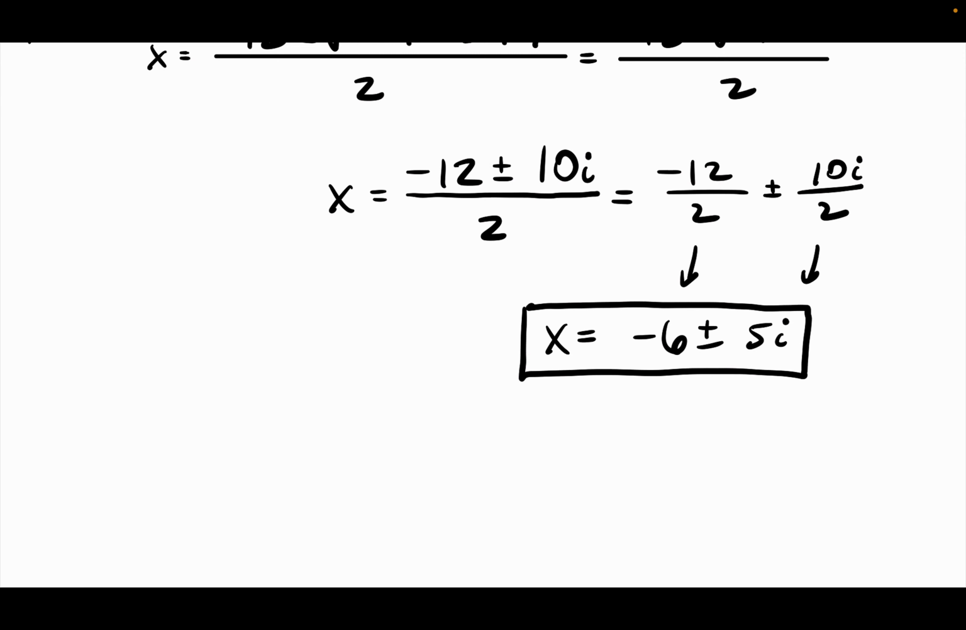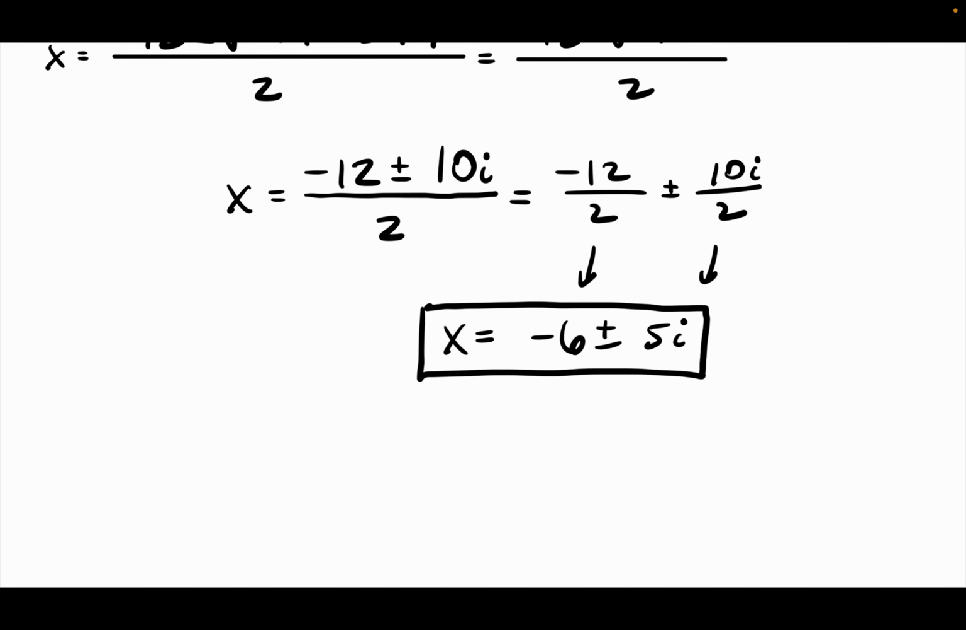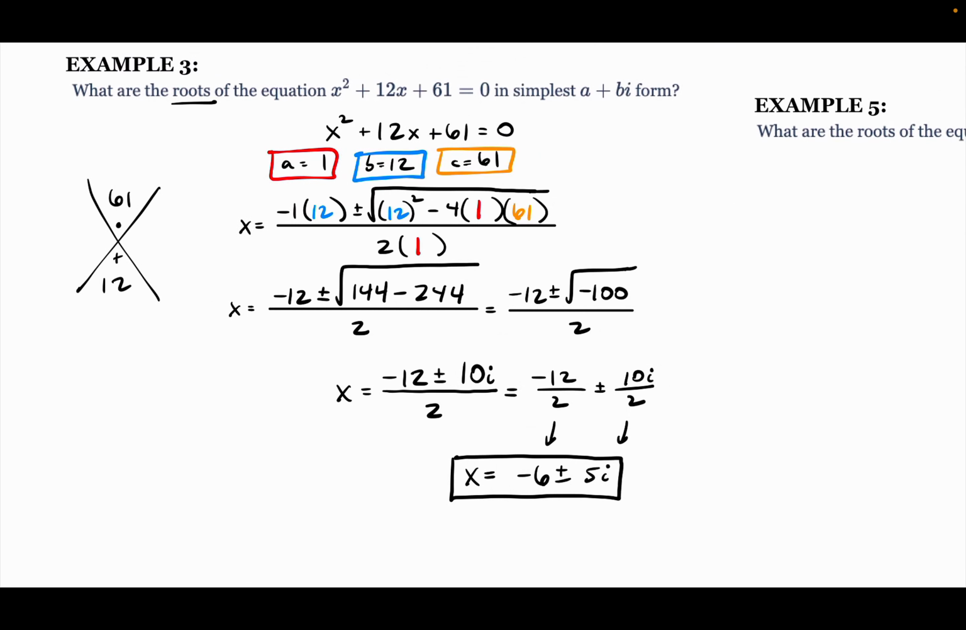But the thing is, I can't add them to make -1 or subtract them to make -11 because one of them's real and one of them's imaginary. They're different. So you're done. I said I was going to get 2 answers at the beginning, and I got 2 answers at the end. That's as far as I can go because I have an imaginary. Okay?